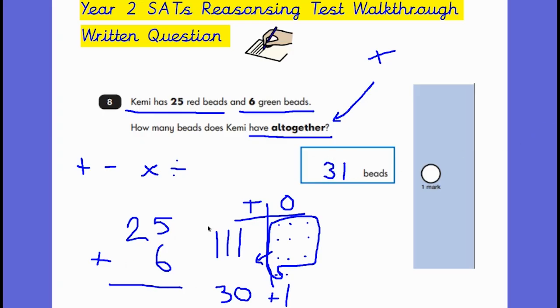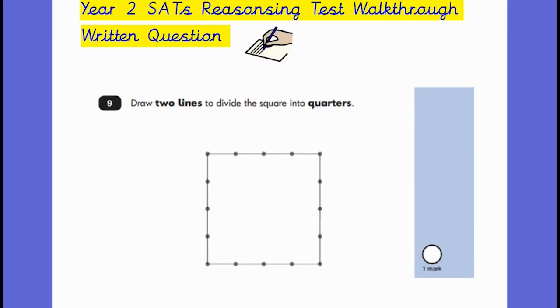Add those 2 bits together, 31 beads. They can do it this way, but I would also suggest that just counting on from 25 and adding those 6 is also an efficient and quick way of doing it.